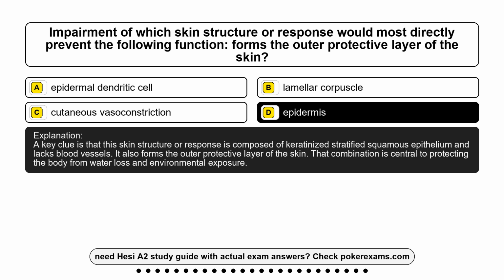A key clue is that this skin structure or response is composed of keratinized stratified squamous epithelium and lacks blood vessels. It also forms the outer protective layer of the skin. That combination is central to protecting the body from water loss and environmental exposure.